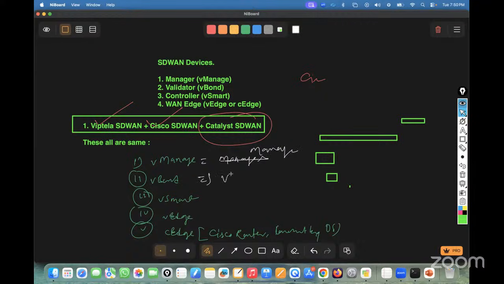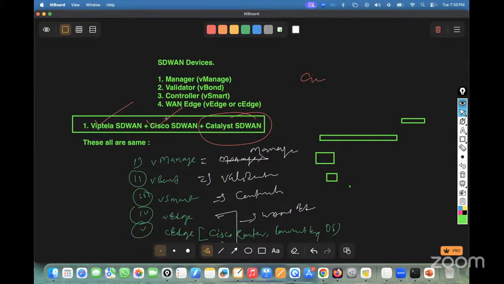Your vSmart becomes the controller, and these two become the vManage. So that's the only difference. It has been, on paper, but the ground reality is going to be the same.